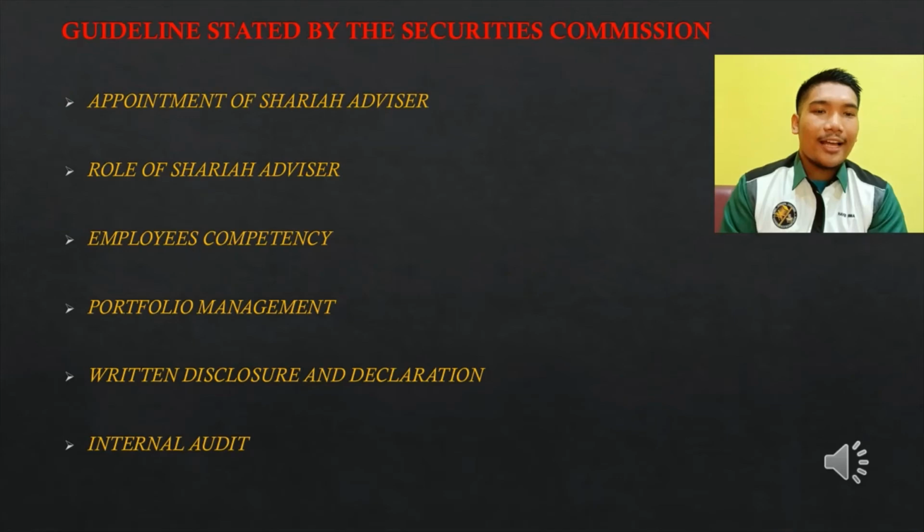Okay, for the next, we go for the internal audit. An Islamic fund management company must put in place an appropriate system and mechanism within the internal audit requirement to monitor Shariah compliance in accordance with this guideline, relevant Shariah regulation, SC regulation and standards, including resolutions issued by the SAC. So for the fund management company, of course, this guideline must be followed because this is stated by the Security Commission to make sure every single fund must follow the Shariah principle and avoid the element of prohibition.